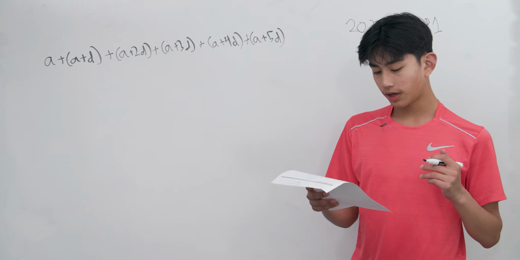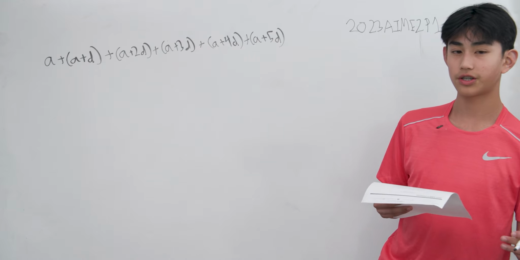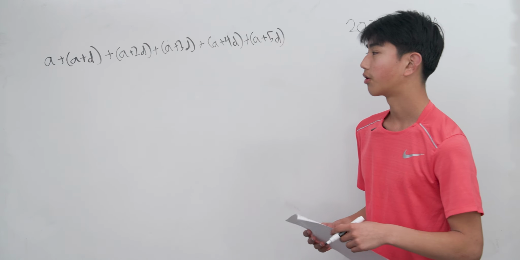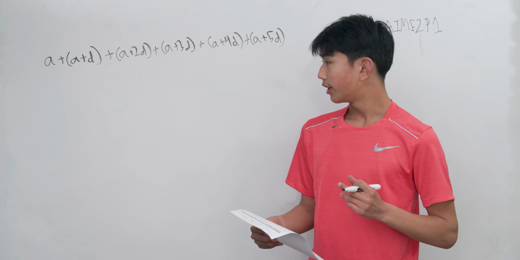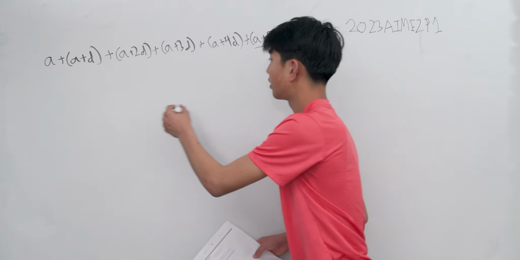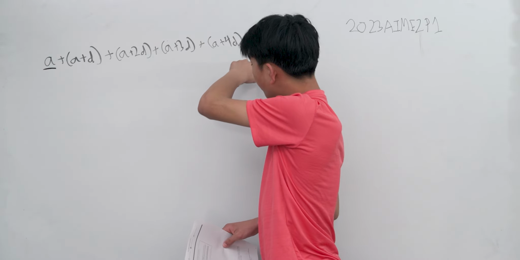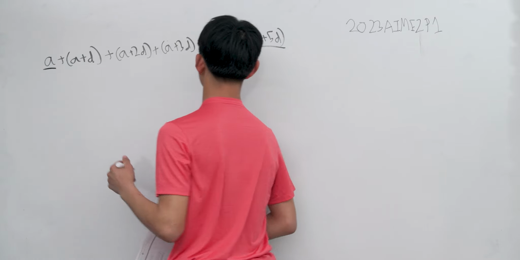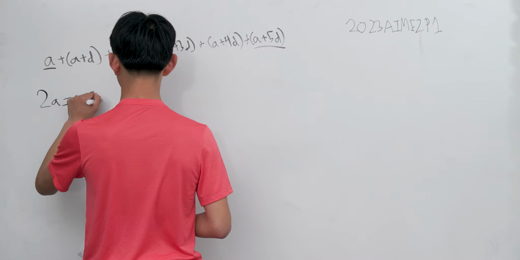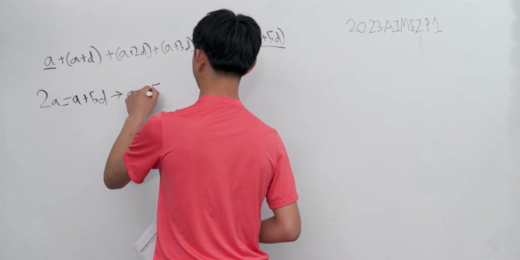Now, we are also given that the greatest number of apples growing on any of the 6 trees is double the amount of the smallest number of apples growing on the trees. So this is the greatest, and this is the smallest. The problem tells us that the greatest is equal to 2 times the smallest. So 2a is equal to a plus 5d. This gives us a equals 5d.